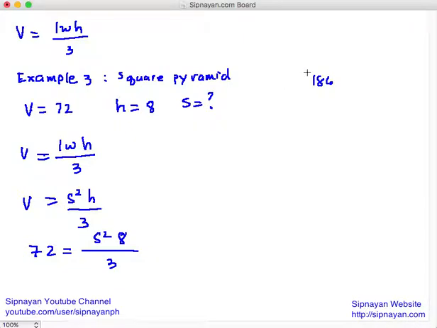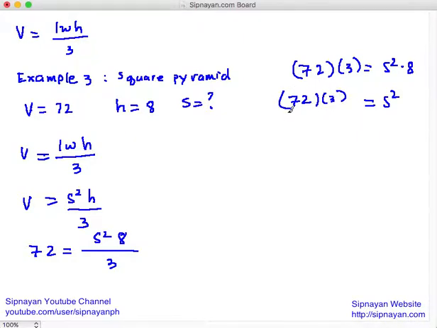Or maybe, para mas madali, ganito na lang natin. 72, kasi para makapag-cancel tayo. 72 times 3 equals S squared times 8. Pwede tayo mag-divide both sides. We have, divide both sides by 8, magiging S squared equals 72 times 3 over 8.